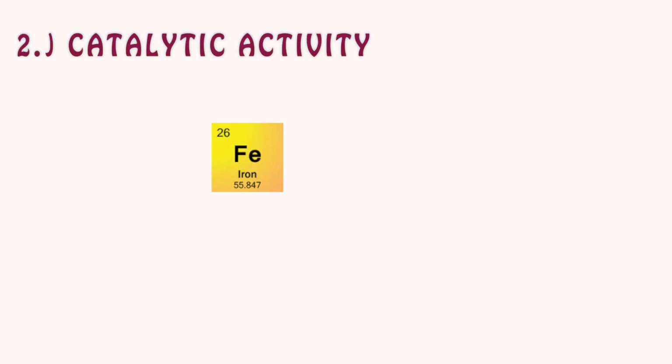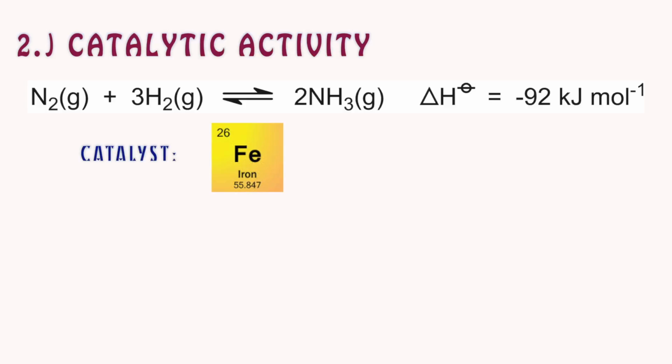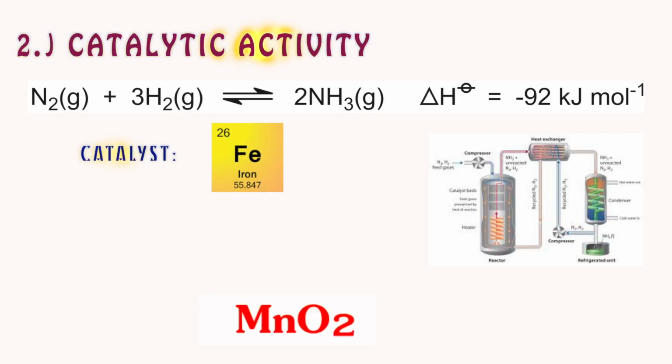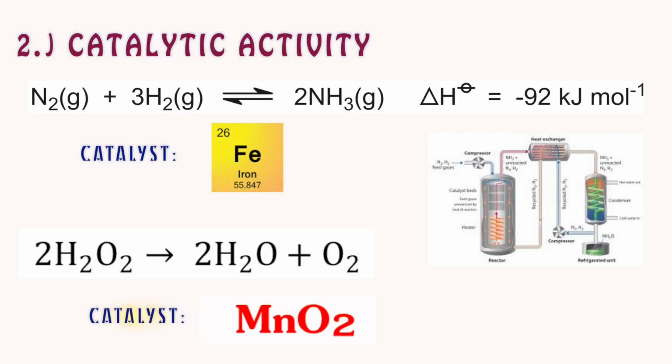Iron metal is a catalyst for the production of ammonia from nitrogen and hydrogen gas. Manganese oxide is a catalyst for the decomposition of hydrogen peroxide into dihydrogen monoxide and oxygen molecules.